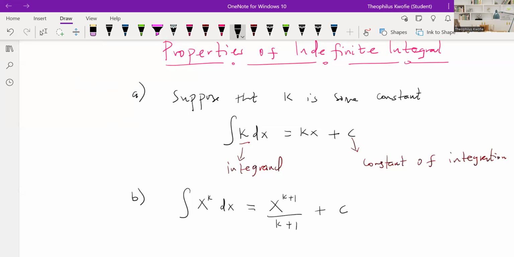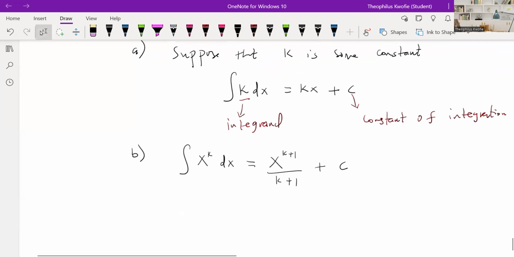Let me stress that one more time. The reason we add a c is that the original function may have had a constant c on it, and that is why we add c. And remember, as I told you, this results in a family of functions. So if it's a family of functions, it just means that this result is not unique. Bear that in mind. The result of the indefinite integral is not unique. Very, very, very important.